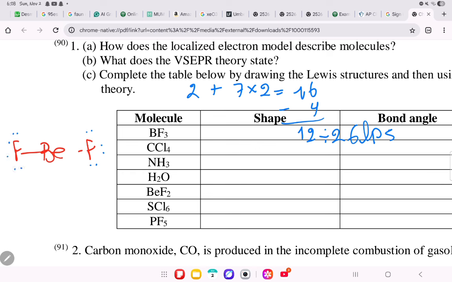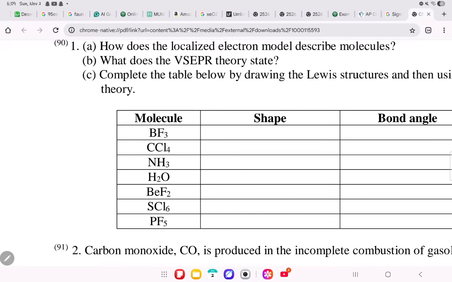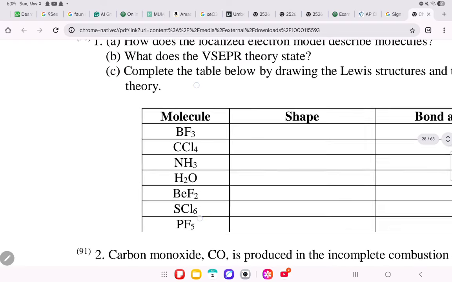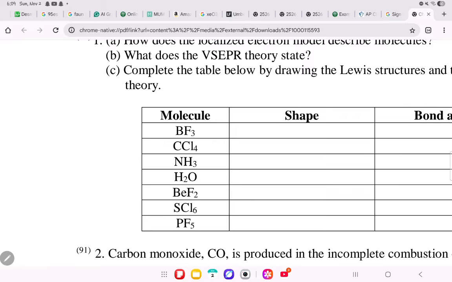And as you can see, beryllium is an exception. So it will not need more. So basically our structure is AX2. And AX2 is linear. And its angle is 180 degrees. Now we move on to a bit of a tricky one. I think I'll just move a bit more so I have more space.